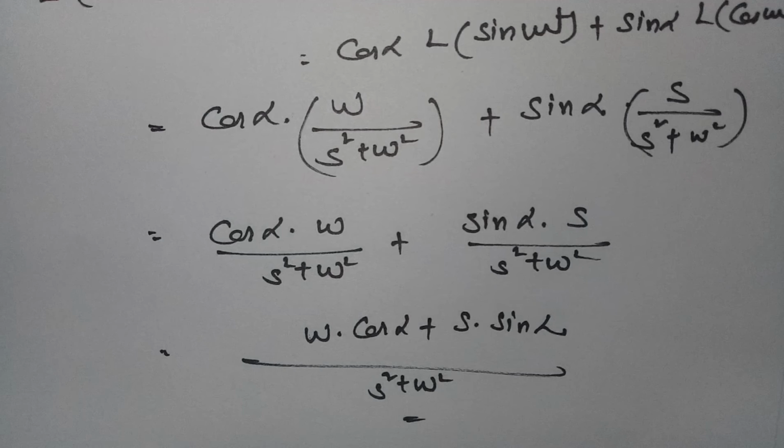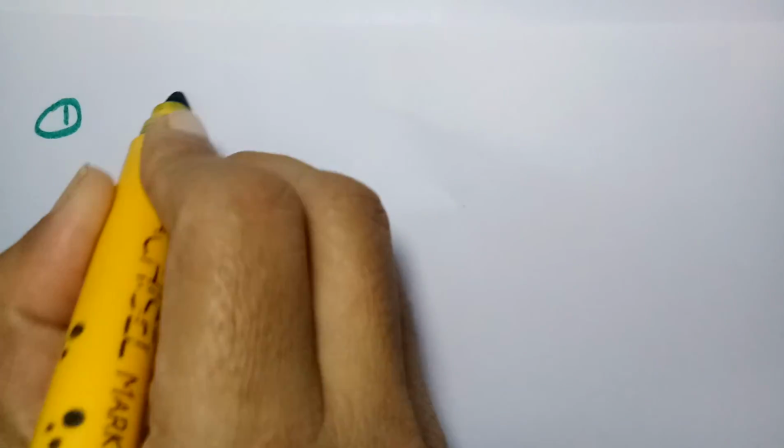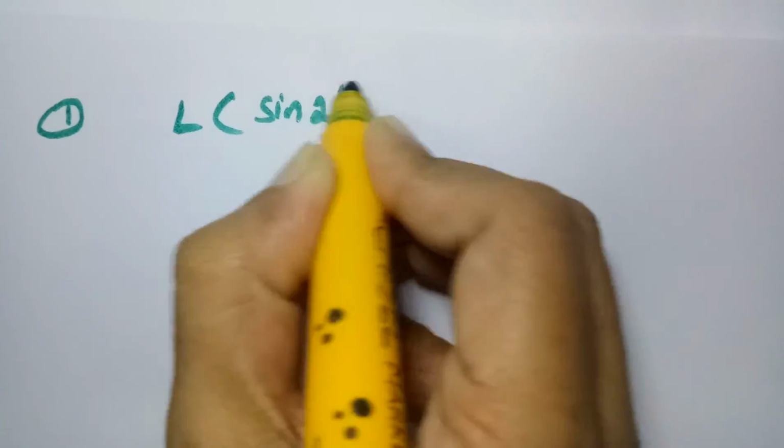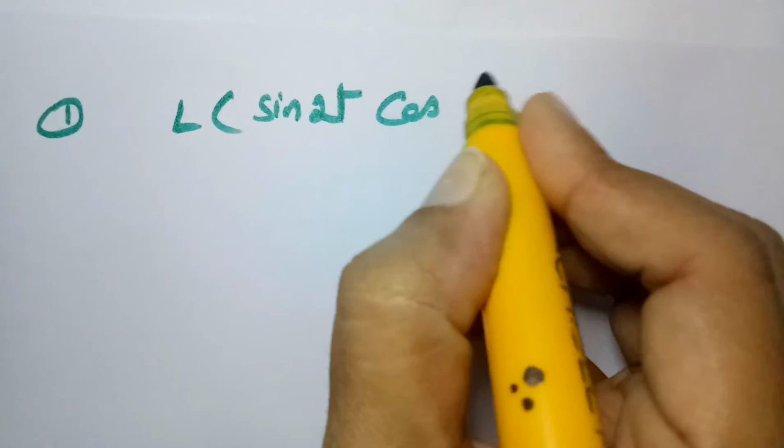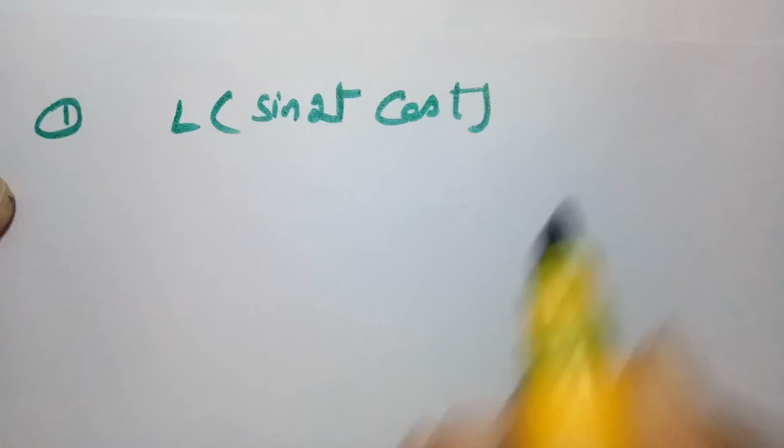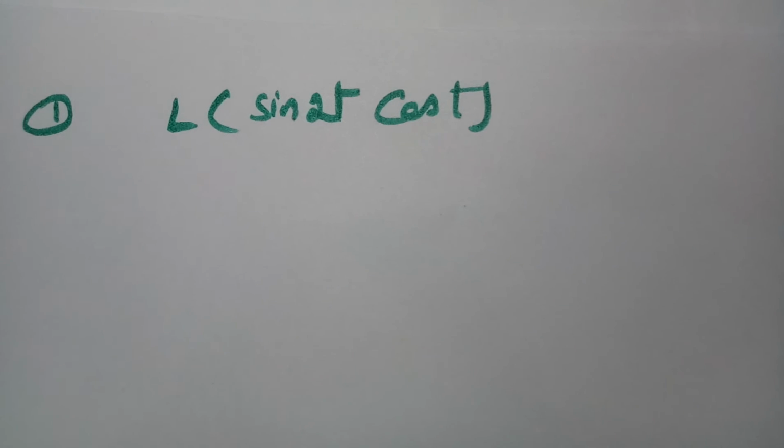So the final question, this is of the next model. This is of the next model, if you see carefully. So this is also very easy. In each and every model I am solving one question for you. So if you see the question, Laplace transformation of sin 2t into cos t. So what is the solution for that?